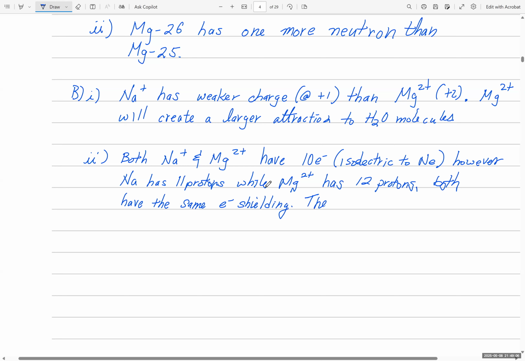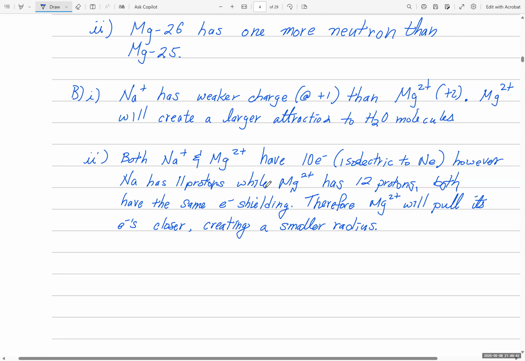Therefore, Mg2 plus will pull its electrons closer, creating a smaller radius. Okay.